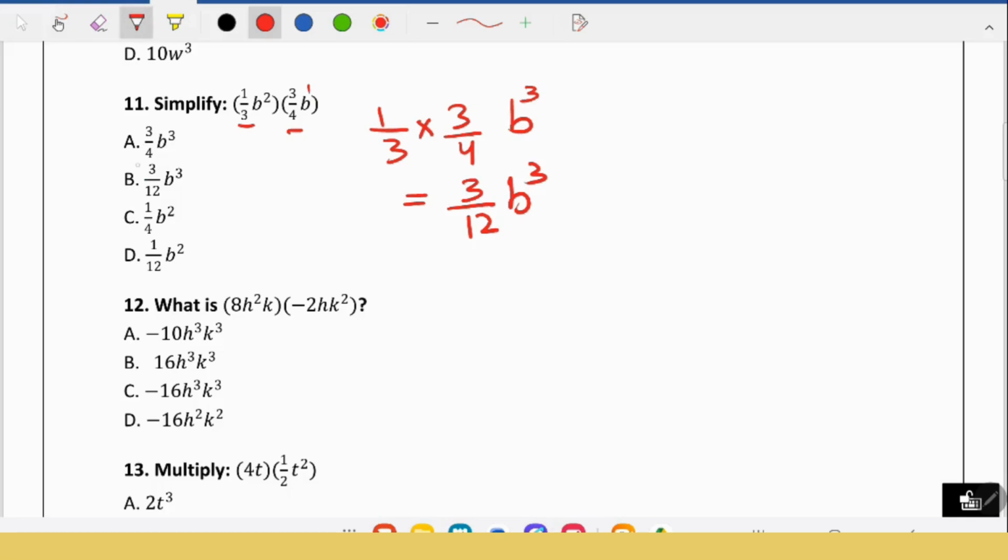3 over 4b cube. No, this is not the right answer, because 3 over 12 is 1 over 4. 1 over 4b square, which is not correct. And 3 over 12b cube, this is the right option.